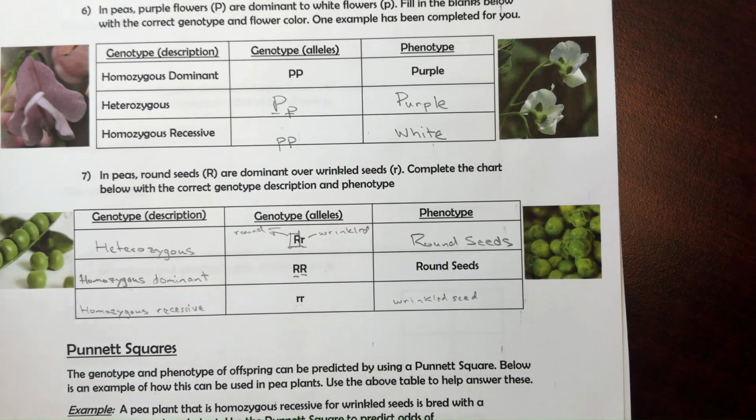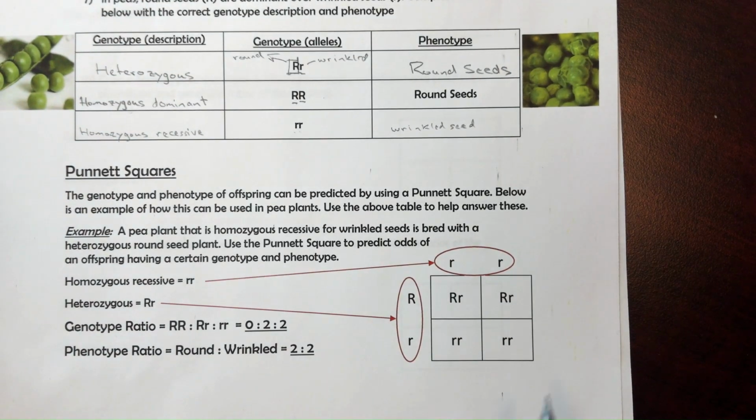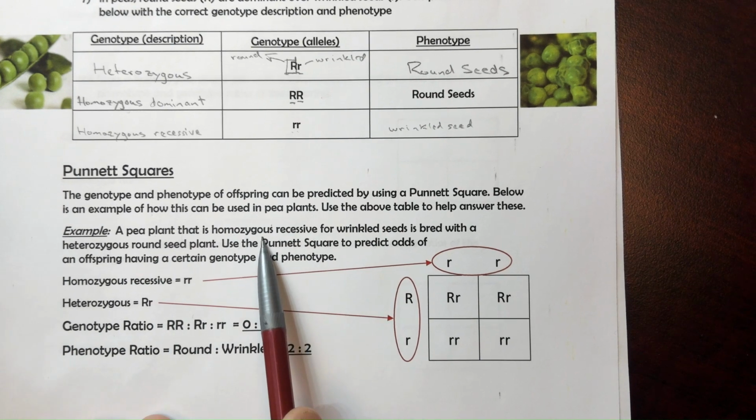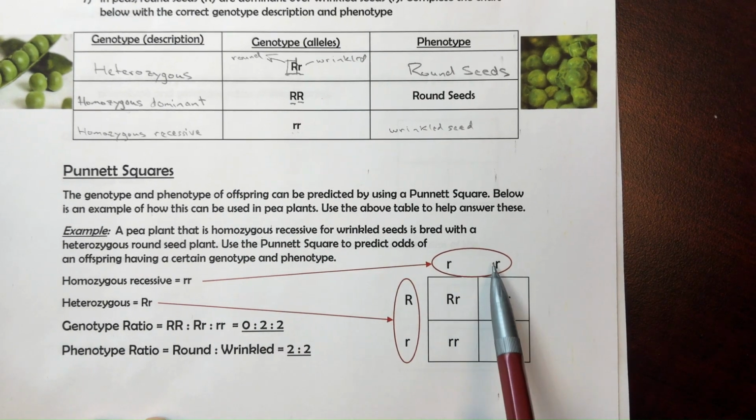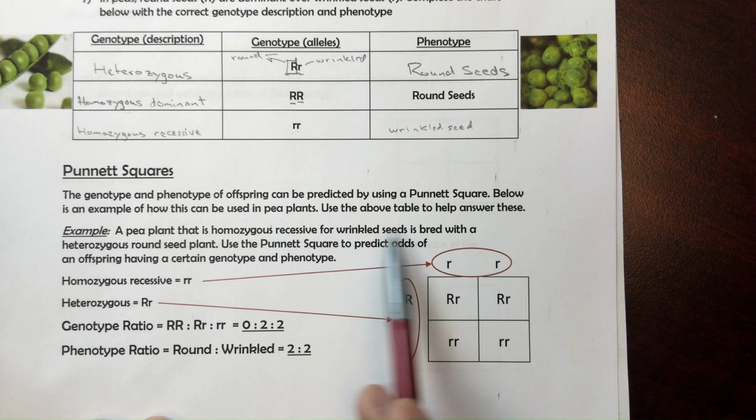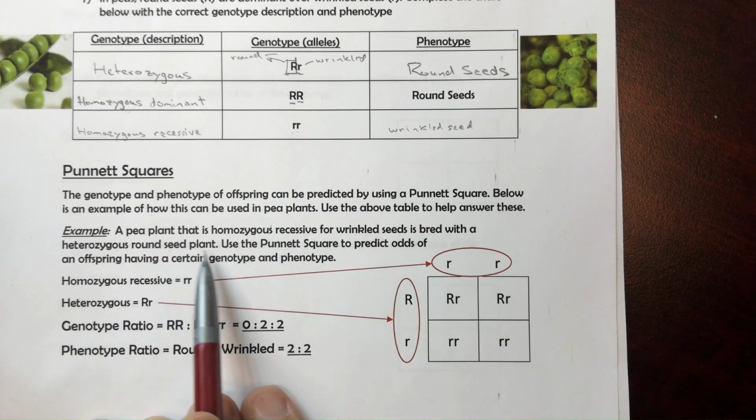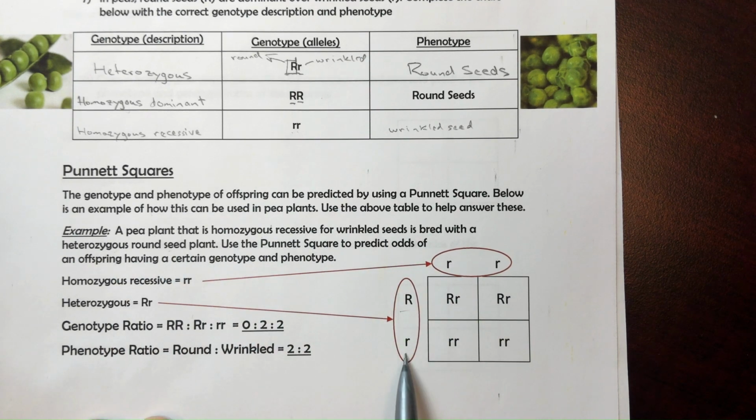Alright, so down below here, it gives us an example of a Punnett square. And this says a pea plant is homozygous recessive, that's going to be this individual here, is bred or crossed with a heterozygous round seed plant. Heterozygous, but it's round. Do the Punnett square and predict the odds. So we fill in the Punnett square.